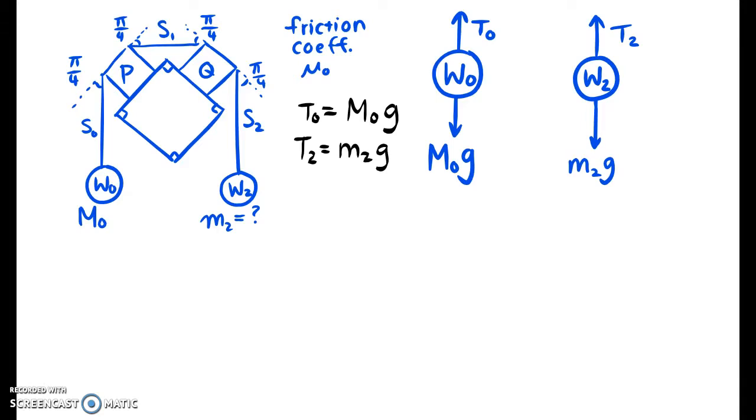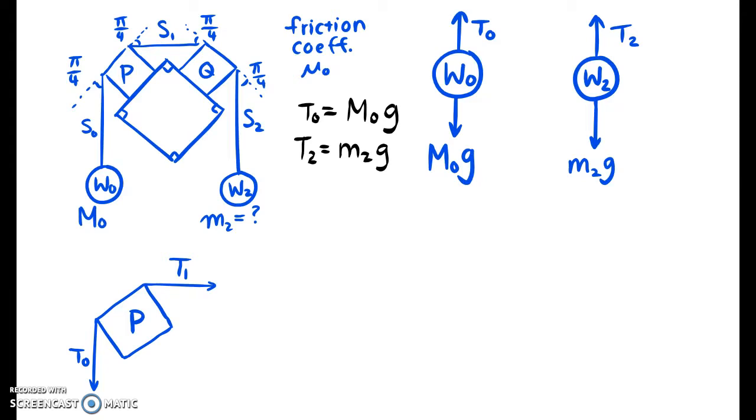So now we want to find a relationship between T0 and T2. So we can start off by also drawing some free body diagrams for P and Q. So for P, we drew the free body diagram in part 1, and we can draw it again here just for reference. So we have three forces that are acting on body P. We have T1, tension 1, which comes from the string S1, as well as T0, which comes from the string S0. But we also have another force, namely friction.